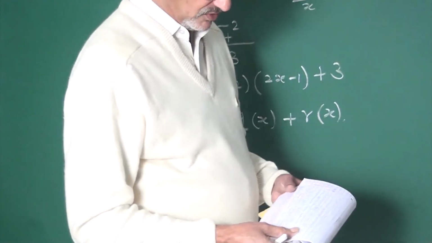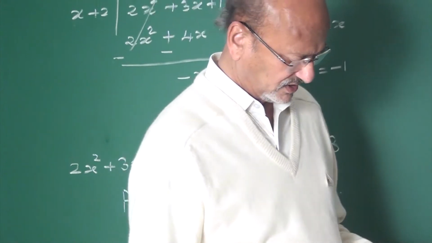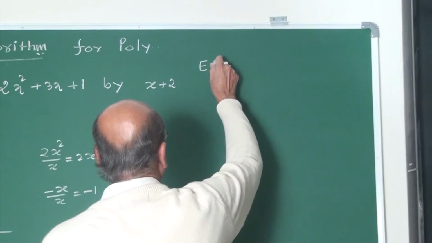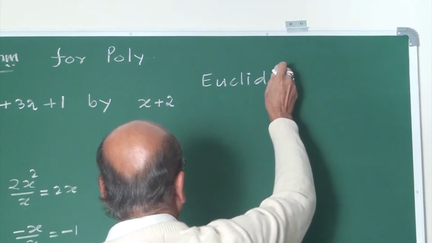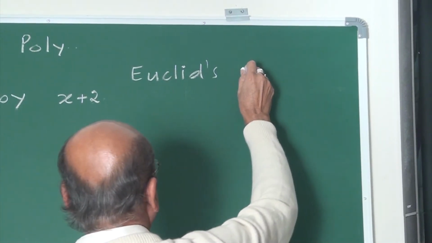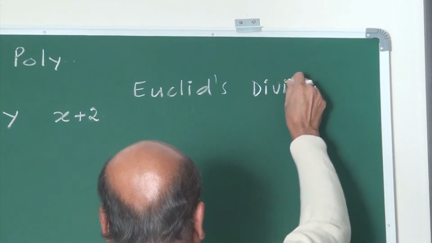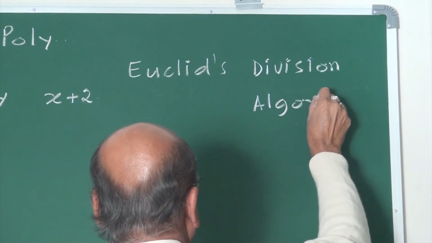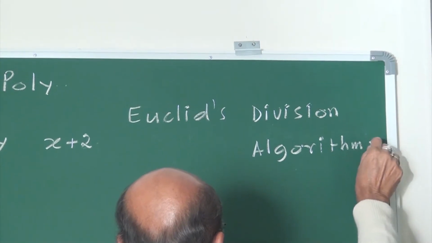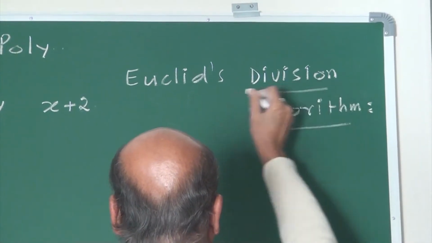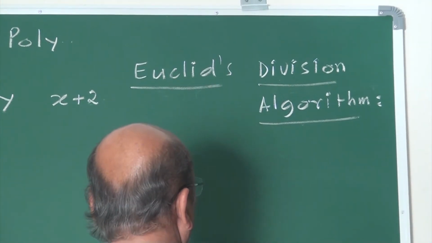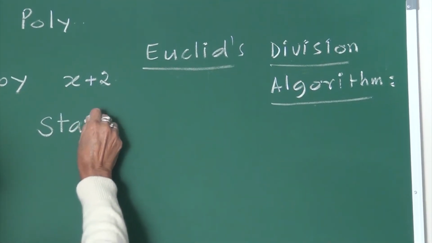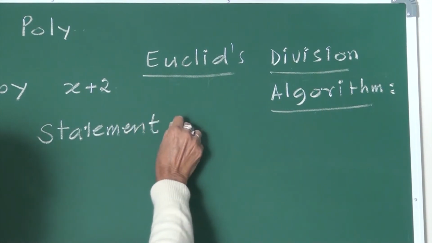Yes, my friend. Now I write it. I hope it is clear. Euclid is the name of a mathematician. Euclid's division algorithm. I write the statement of this, my friend.